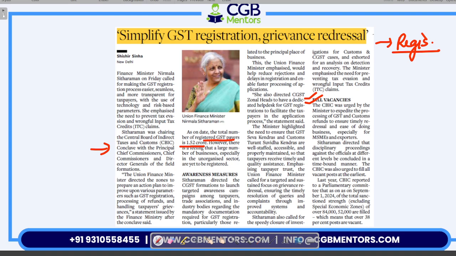Apart from that, she has said that the GST Seva Kendra and Customs Turant Suvidha Kendra should be well staffed, accessible, right? Whatever vacancies are there in the office should be filled up really quickly, right?